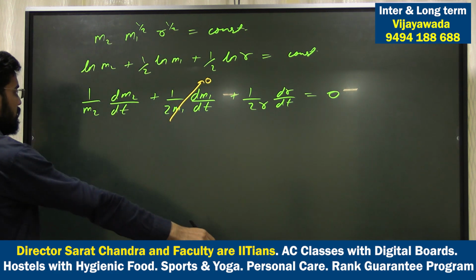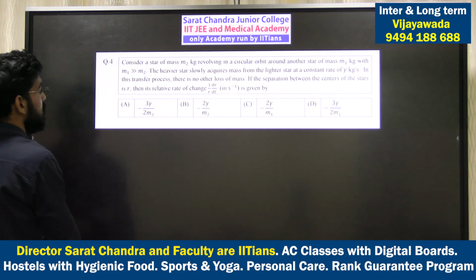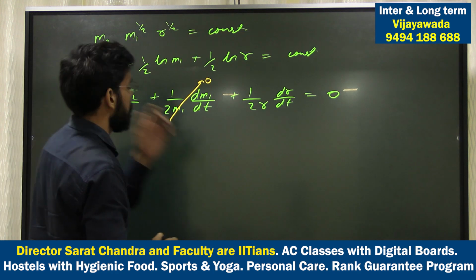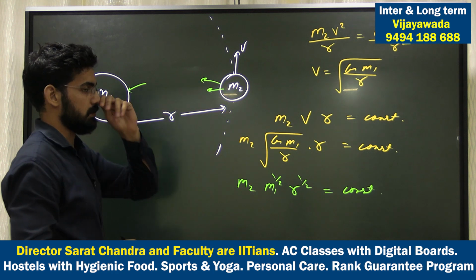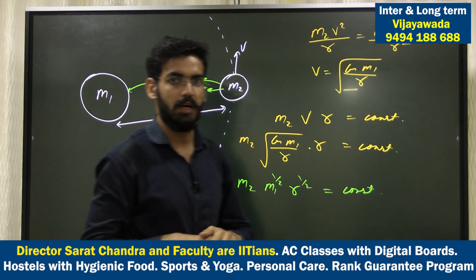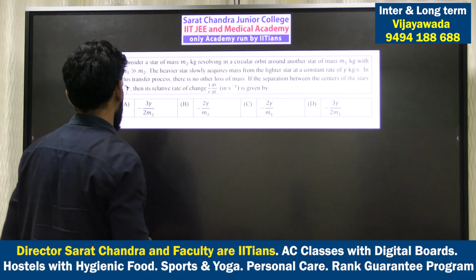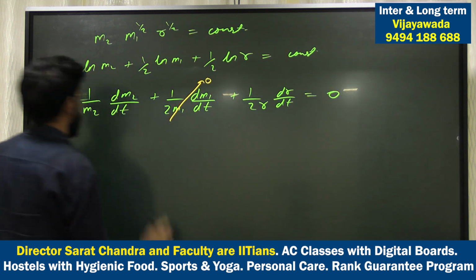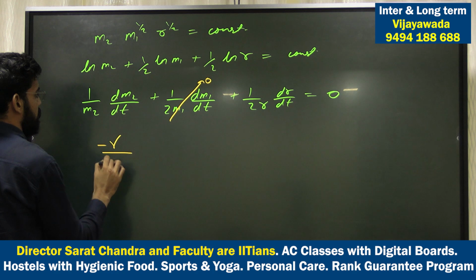So here this dm by dt. M2 is what? This mass. M2 is which mass? The smaller mass, right? So he is losing the mass. So rate of change of mass for him will be minus gamma, right? So for him, for M2 mass, rate of change of mass is minus gamma. So here you will put minus gamma by M2.